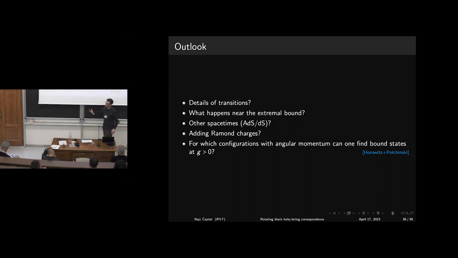As I mentioned before, you can extend this to other space times, and there have been other space times or adding Ramond-Ramond charges that are currently being thought about with other people. And something which we actually started thinking about a while ago, but then we figured out that the space of these rotating objects hasn't been really explored yet, was: can you find bound states at non-zero coupling? So when you turn on interactions and you have angular momentum, for which configurations do bound states exist? So which configurations have sort of a boson string star configuration or Horowitz-Polchinski star configuration? And that's something that we're thinking about at the moment as well.